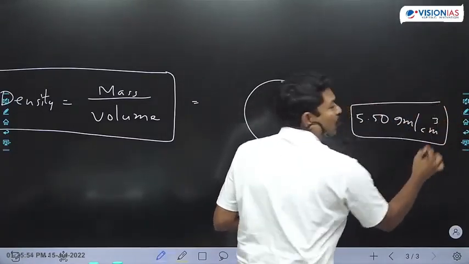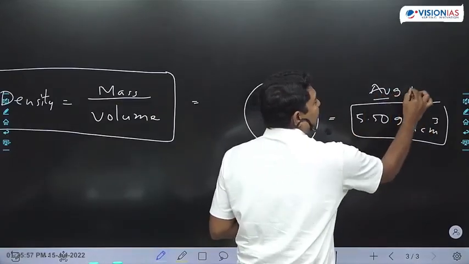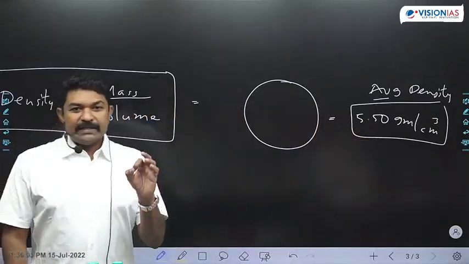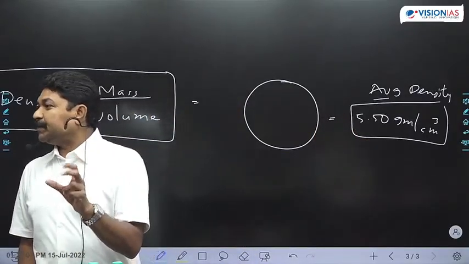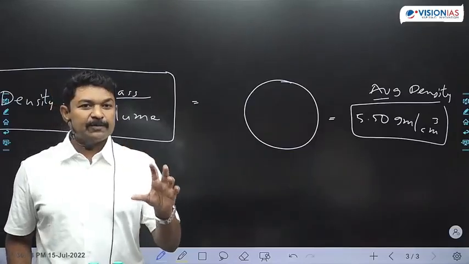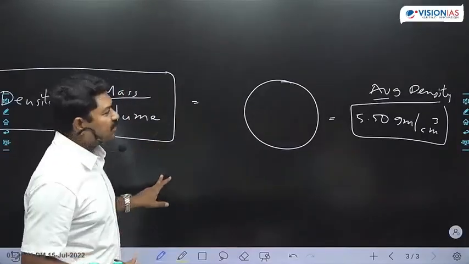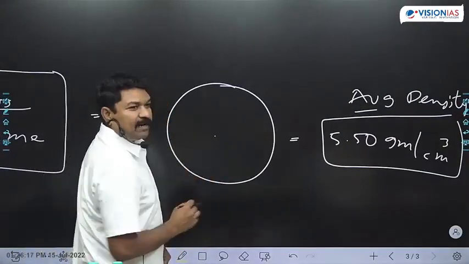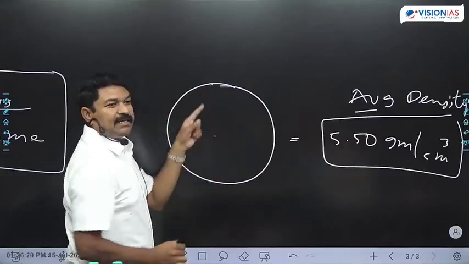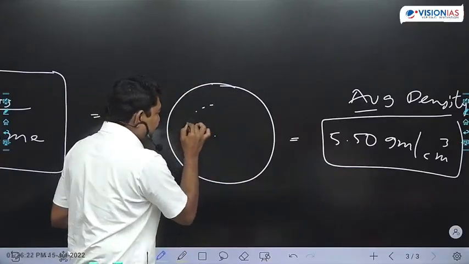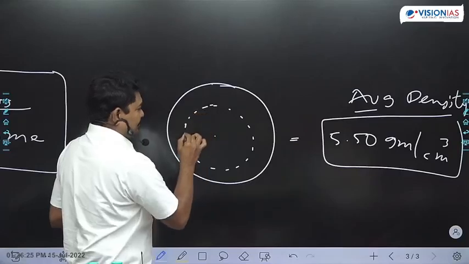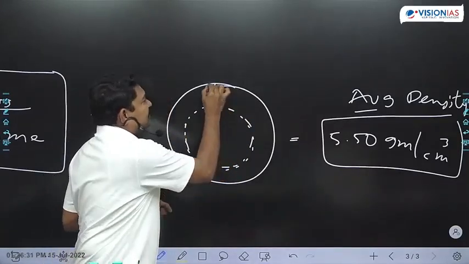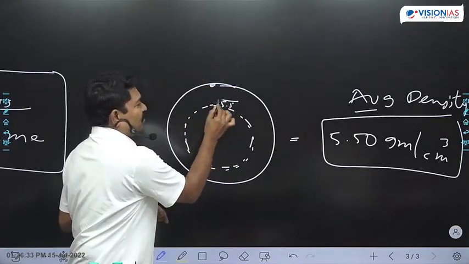What is this density? This is the average density of the earth. The people came to know that it is 5.5 grams per cubic centimeter. When we say it is the average density, is it the density at the center? No. Is it the density at the top? No. It should be somewhere in the middle, anywhere between the center and the surface, where the density is 5.5.